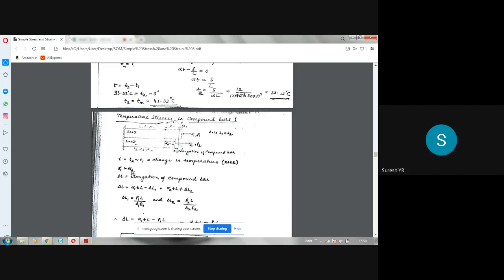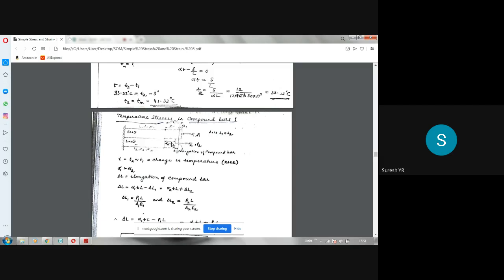So alpha 1 is greater than alpha 2. Therefore, bar 1 has expanded more than bar 2. Delta L is the elongation of the compound bar. See, compound bar elongation is from here to here, common line. So beyond that, you have delta L1 for the first bar. Then before that, you have the delta L2 for the second bar. So delta L2 is this distance. See here, this distance is delta L2, and this distance is delta L1. Please make a note.